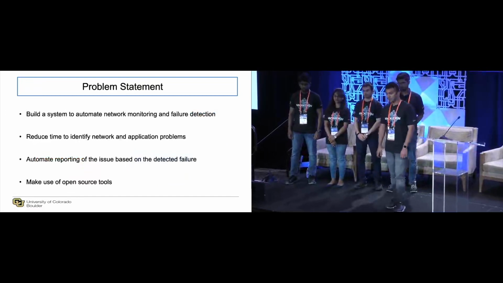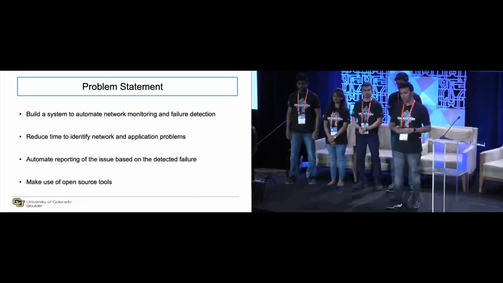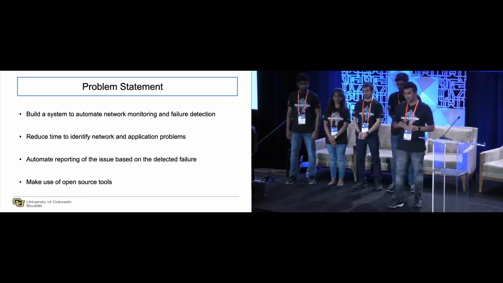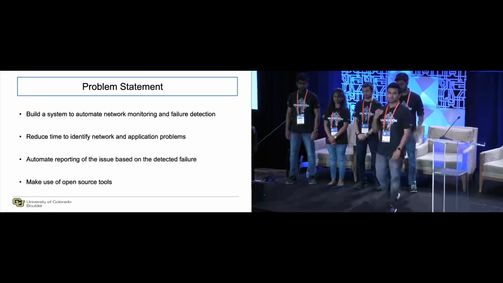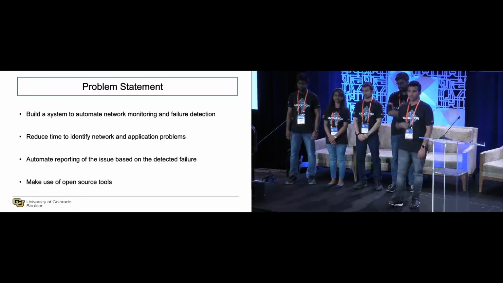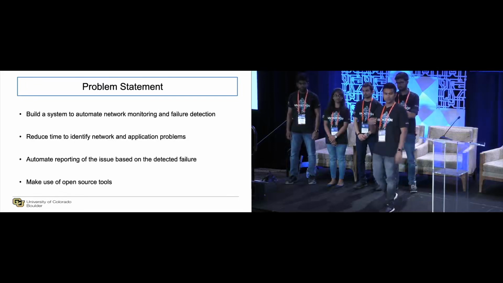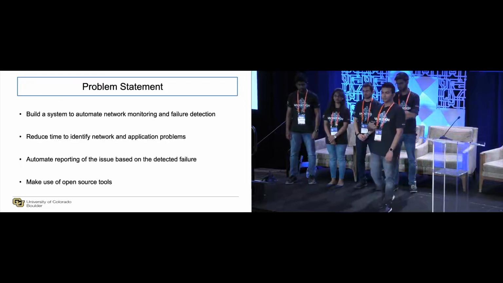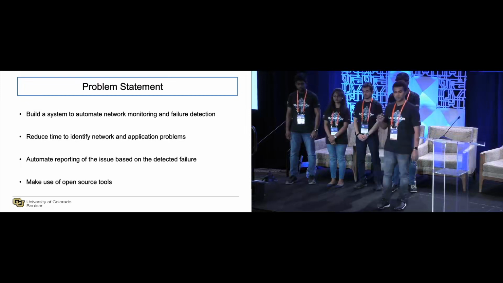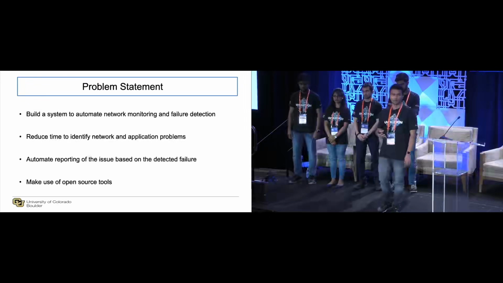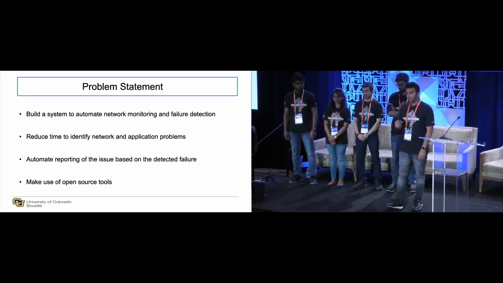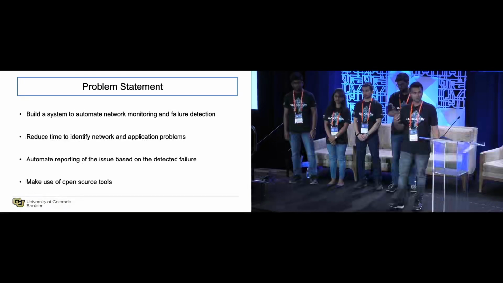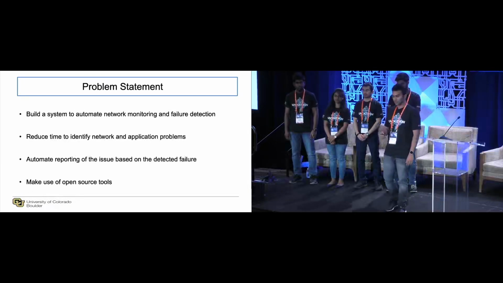The problem statement given to us was basically network automation. We needed to build a system to monitor the network and detect failures. For this, we monitored the paths for all the networks, all the paths from point A to point B. As you know, a large amount of data is flowing from one point to another, so we used time as a metric for monitoring the paths. Since time complexity matters, we automated the whole network topology monitoring process, and we made use of some open source tools.